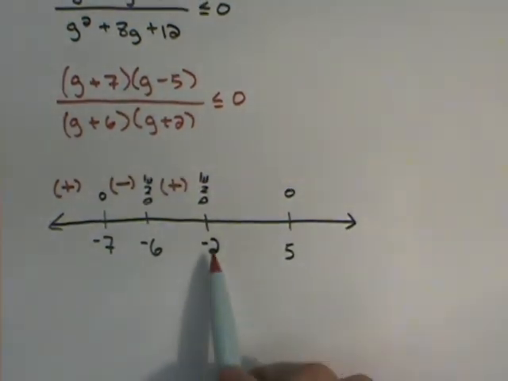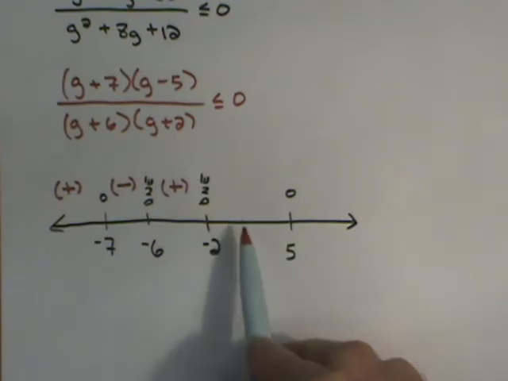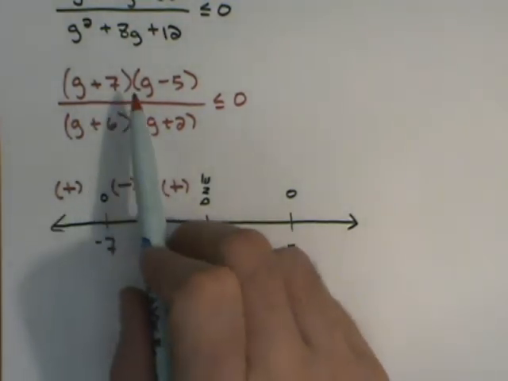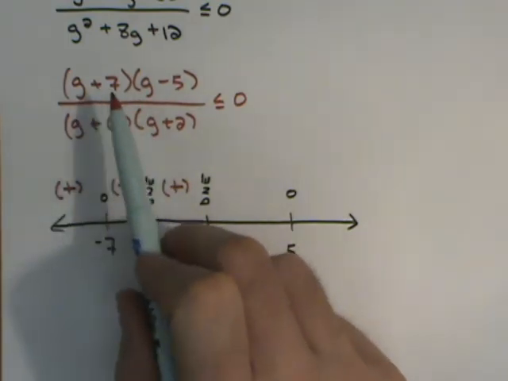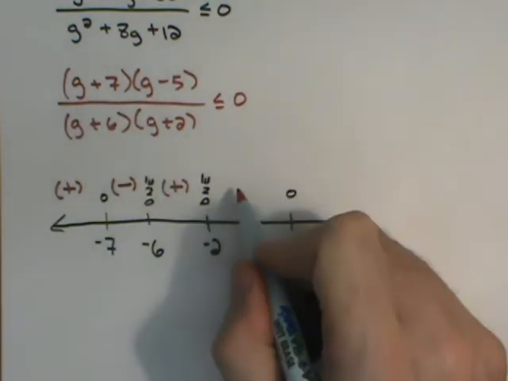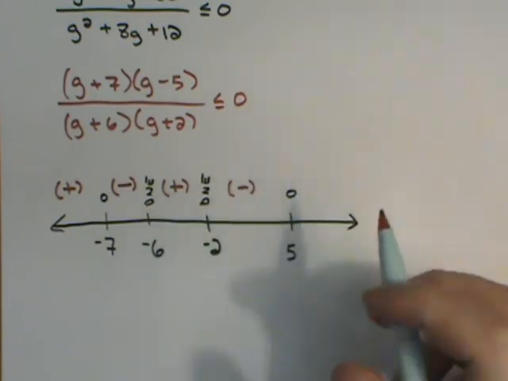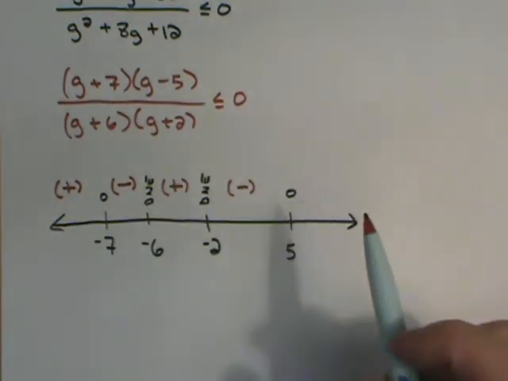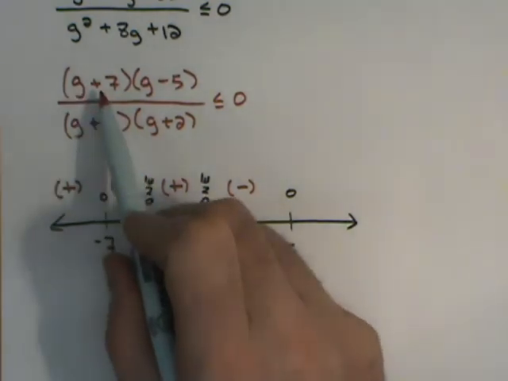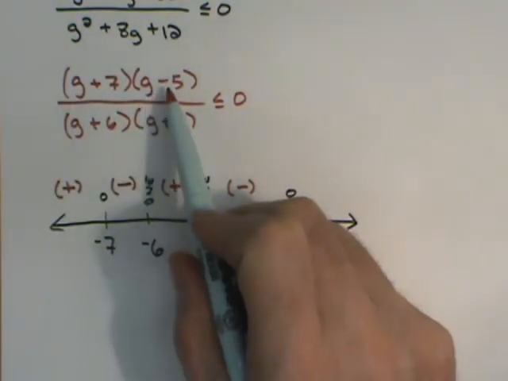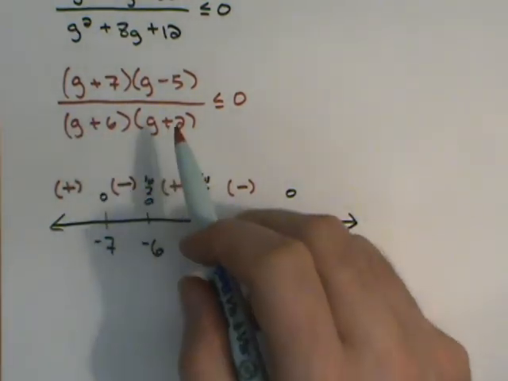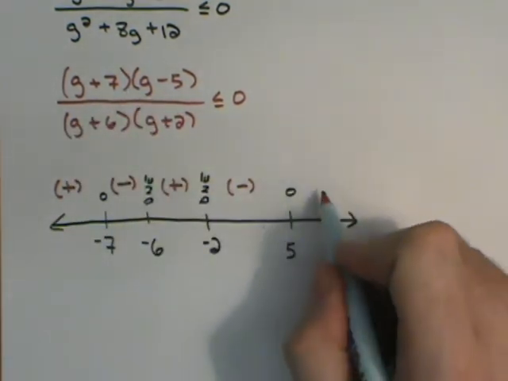Then, of course, to check between negative 2 and 5, the obvious choice would be to use a 0. As I plug a 0 in, I can use the values that I see here. So this would be positive, negative, positive, positive. Result is negative. And last, try a number greater than 5. So 30 million. 30 million plus 7 is positive. 30 million minus 5 is positive. 30 million plus 6 is positive. 30 million plus 2 is positive. 4 positives would be positive.